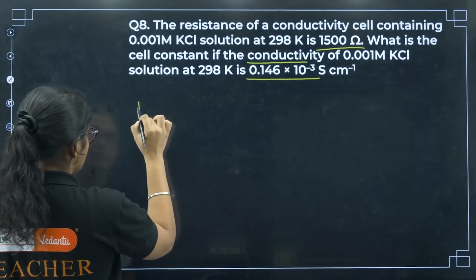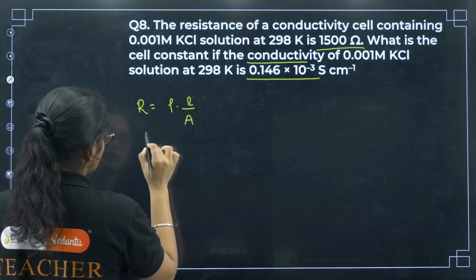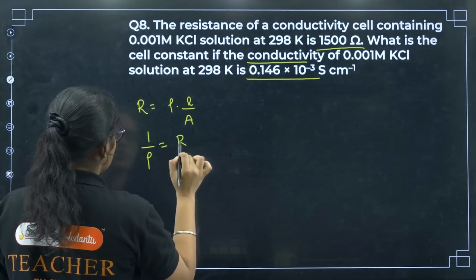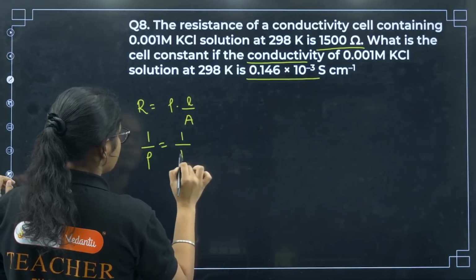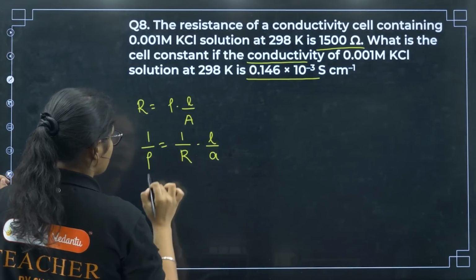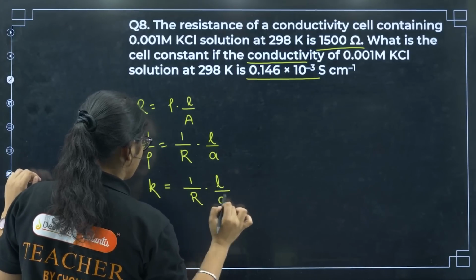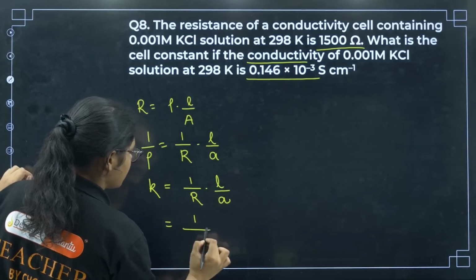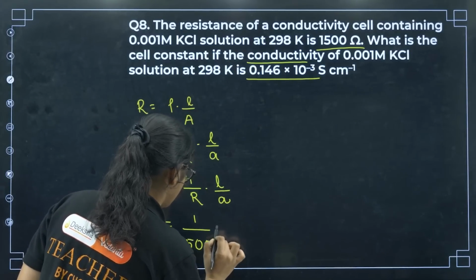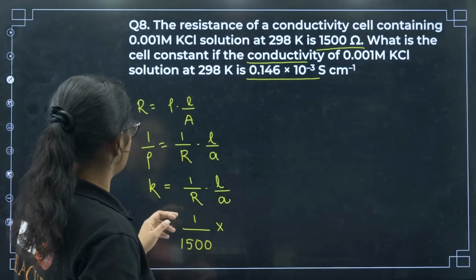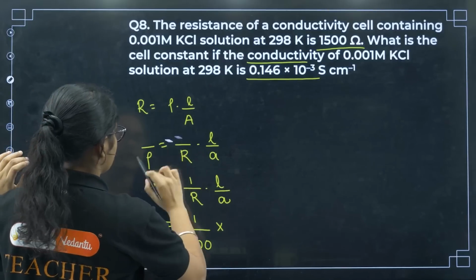I have this formula, R is equal to rho into L by A, or I can write it as 1 by rho is equal to 1 by R into L by A. Now 1 by rho is kappa, that is equal to 1 by R into L by A. Now what is the R value? The R value is 1500, and the conductivity value is, let me make it simple here.